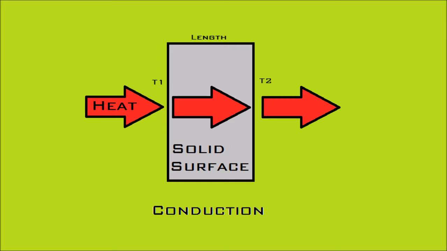Looking at the conduction diagram in detail shows that there are two different temperatures in the solid surface. When heat is applied to the solid surface and temperature is measured on both sides, it will show two different temperatures denoted as T1 and T2. If heat is applied for a very long time, T1 and T2 will be equal after a certain point. The time it takes for T1 to equal T2 is dependent on the material of the solid surface.